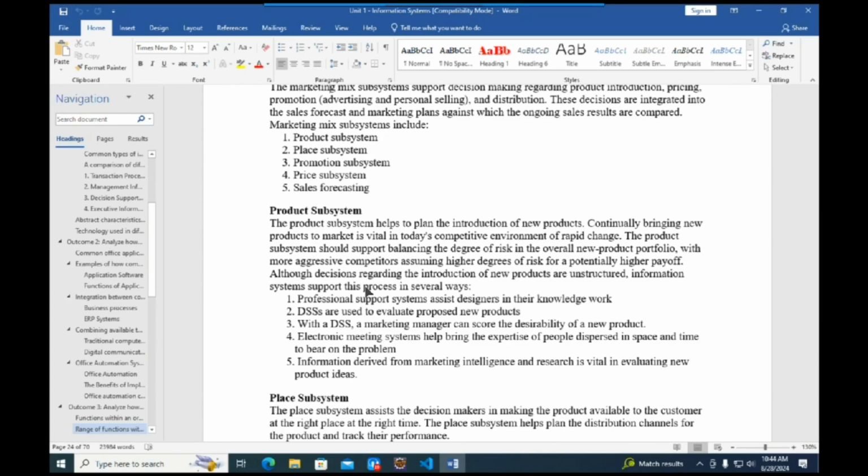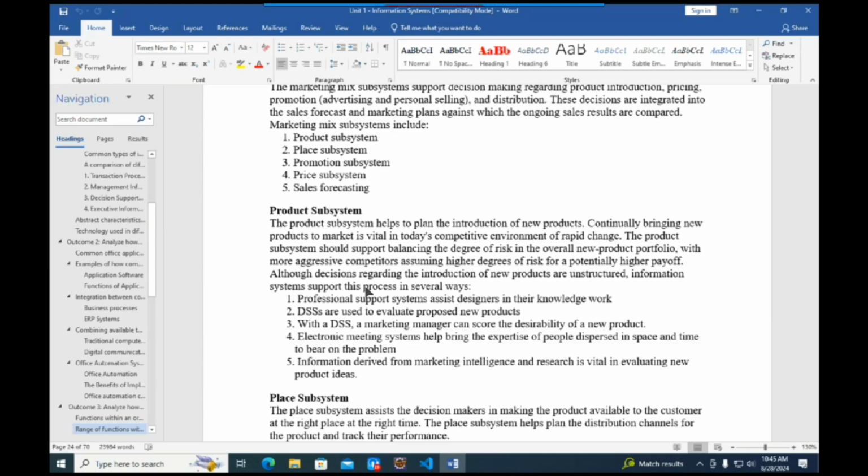There are decisions. The making of decisions about the introduction of new products is somehow unstructured. In other words, there is no formal structured way to come up with it or bring it in. We have information systems that support this process in several ways. One, we have professional support systems that assist the designers in the knowledge work. We have the DSS that are used to evaluate some proposed new products. Remember, DSS is decision support system.